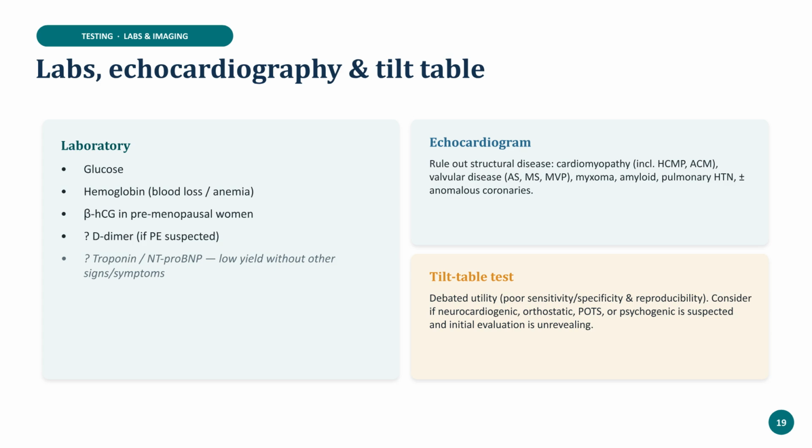Laboratory testing should be targeted. Check glucose and hemoglobin. Get a pregnancy test for premenopausal women. Use a D-dimer only if you suspect a pulmonary embolism. An echocardiogram is the essential test to rule out structural heart disease like cardiomyopathy or valve issues. Reserve the tilt table test for cases where the initial workup remains unrevealing.